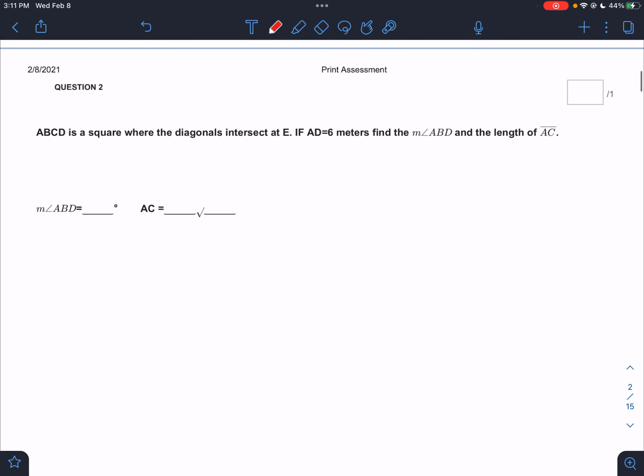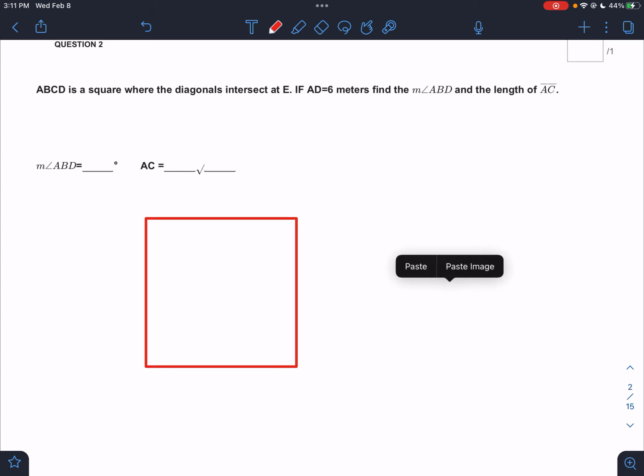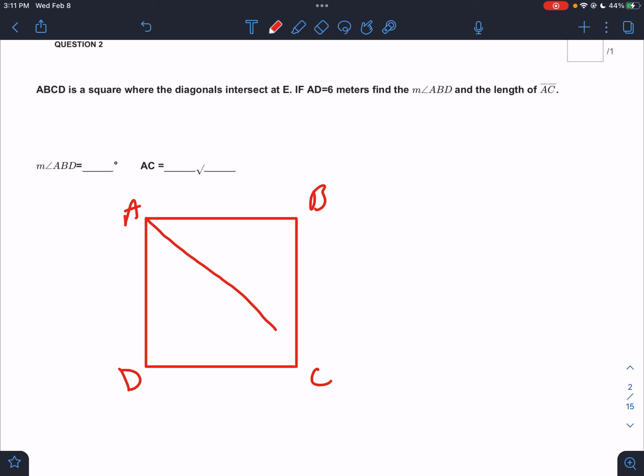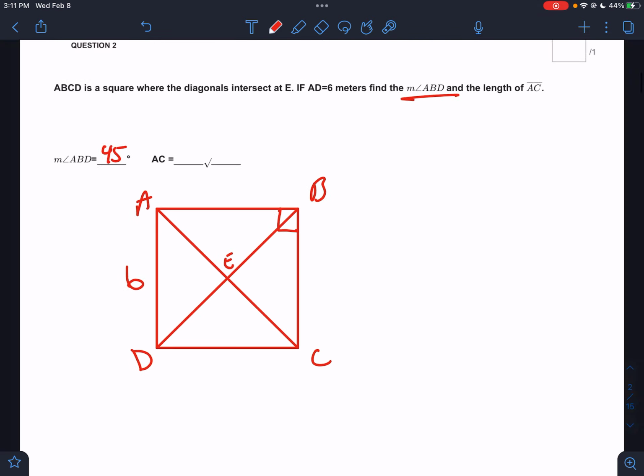ABCD is a square where the diagonals intersect at E, so we got a square. Pretend that's a square. And it's called ABCD once again, A, B, C, D. The diagonals intersect at E. I have a feeling we're going to be drawing this picture a lot. AD is 6. Find the measure of angle ABD. Well, that's 45 degrees. We know it's a square, so we know it's 90. We also know that a square is a type of rhombus, so the diagonals cut the corners in half. So we know we have a bunch of 45s there.